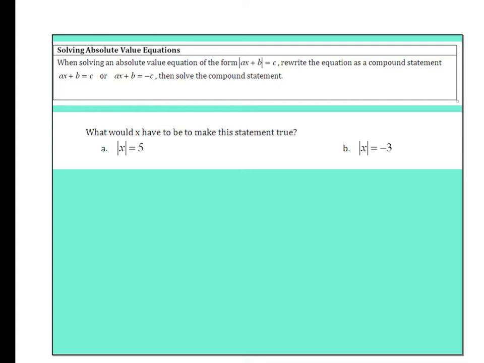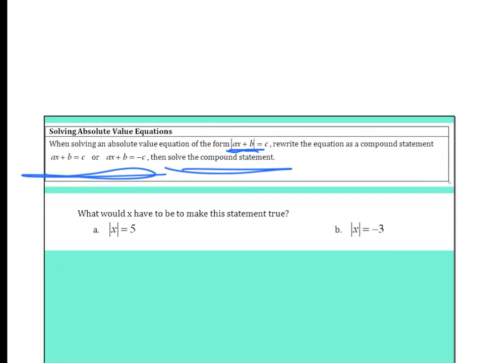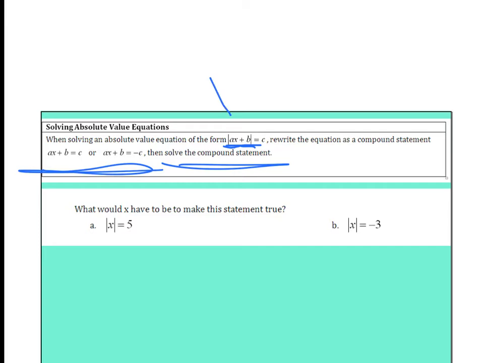Starting with an absolute value equation. So solving an absolute value equation looks like this. Something in absolute value equals something else. Rewrite the equation as a compound statement, this, and then solve each compound statement. Now, I want to draw your attention to something, and that is in your original equation, the only thing on this side of the equation is the absolute value part of it.